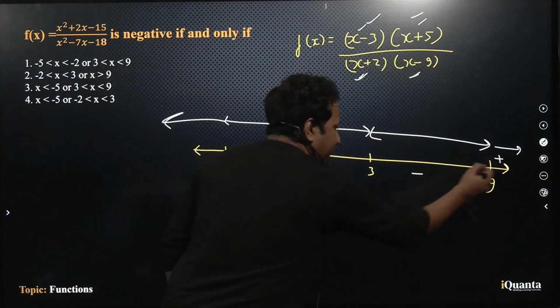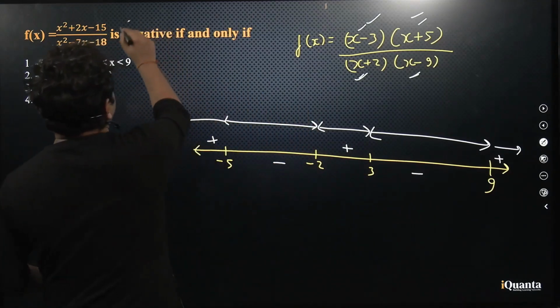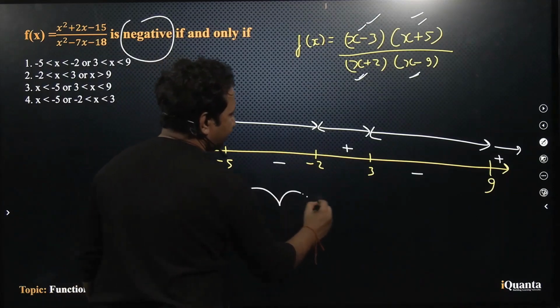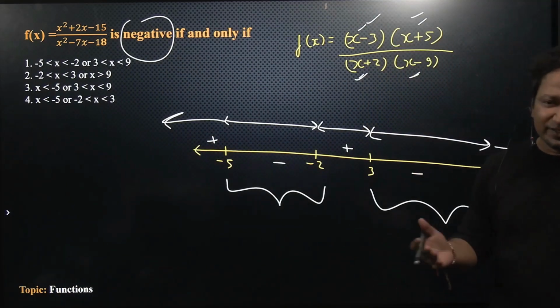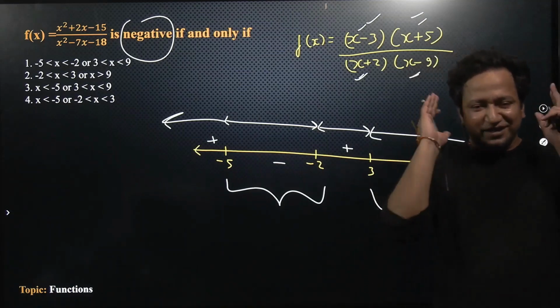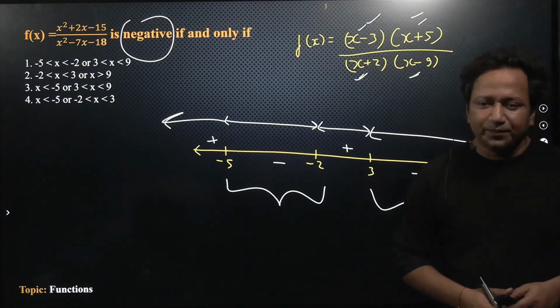So we have positive, negative, positive, negative, positive. We wanted the negative ones. So we have minus 5 to minus 2 and 3 to 9. This is another way to solve the same question without much ado. Hope you enjoyed both the solutions. Let us go on to the second question.